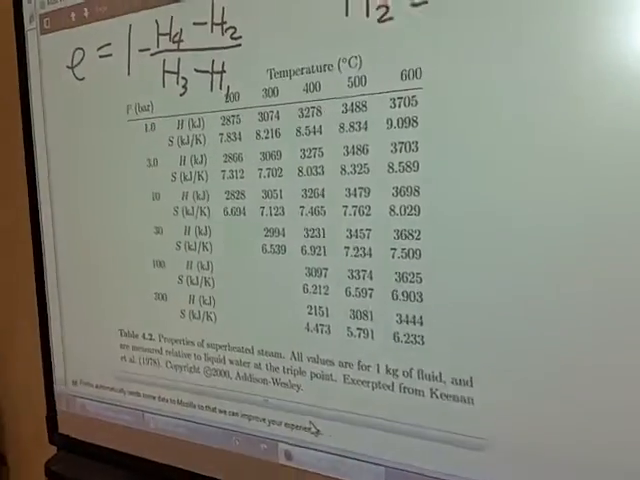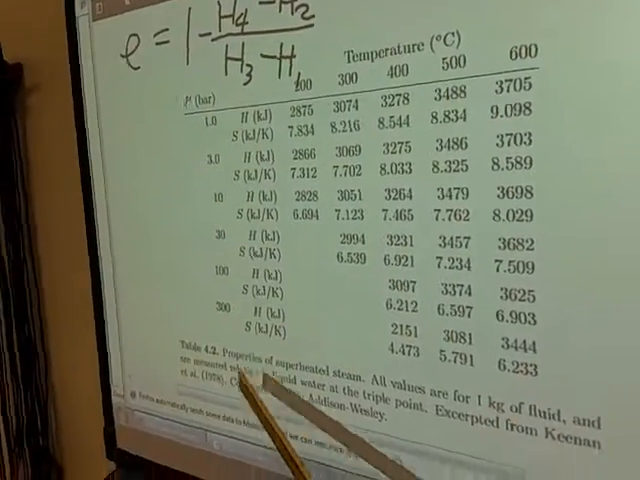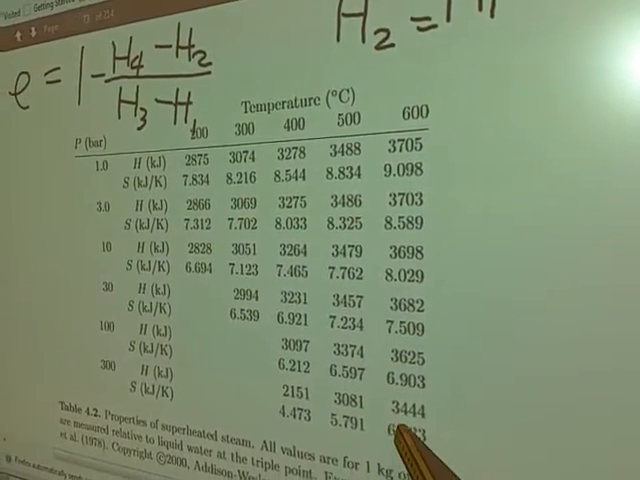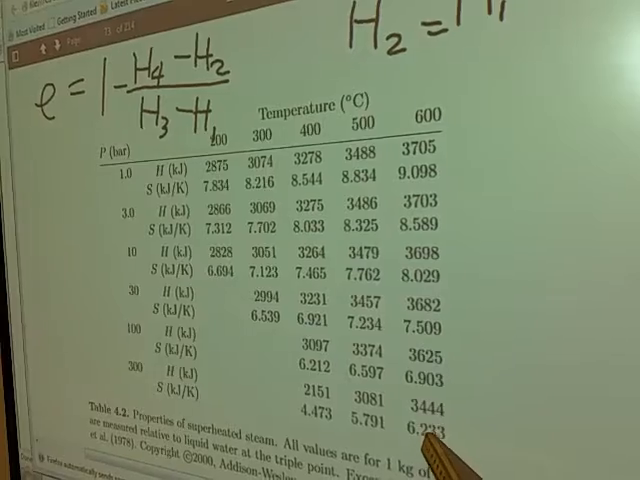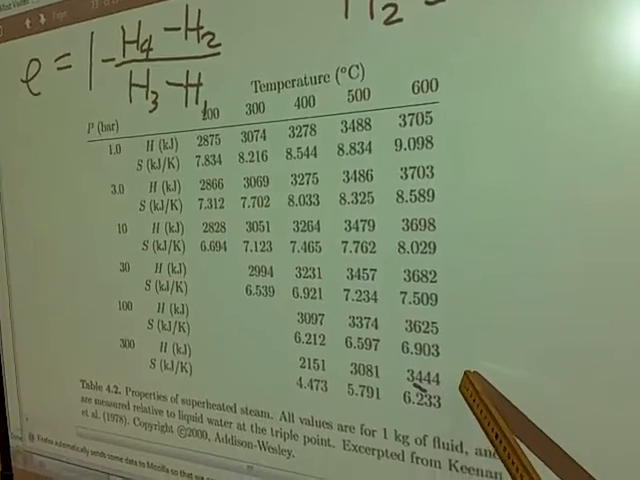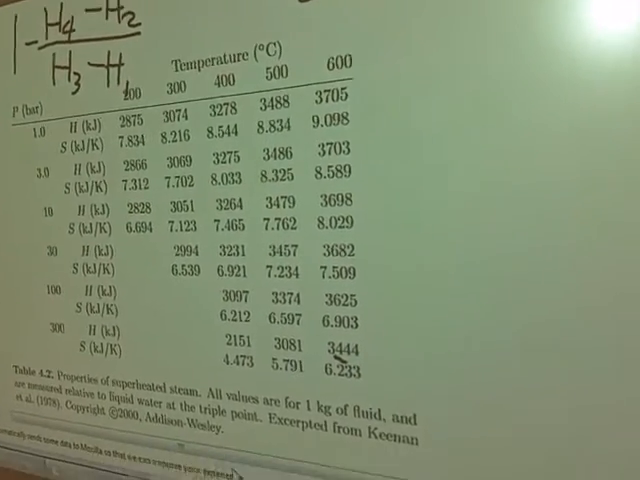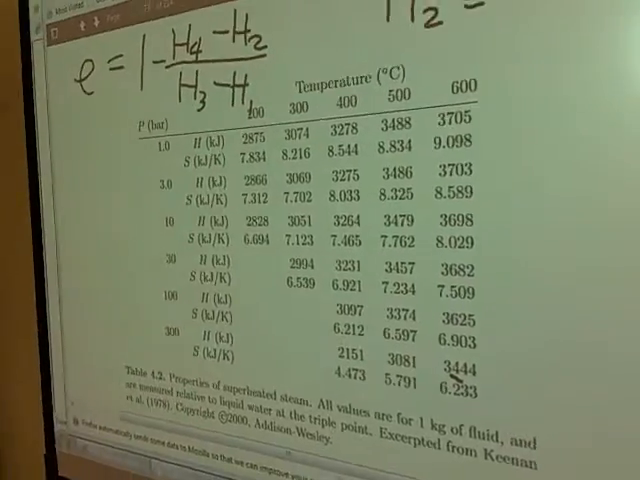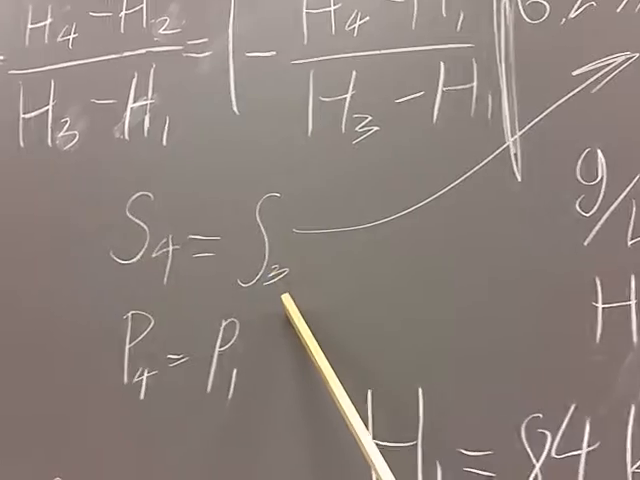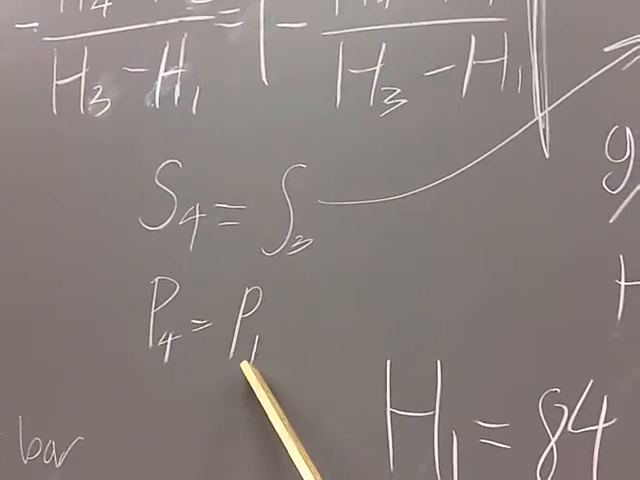Now to find the enthalpy at H3, we use our superheated steam table. And so we know that the pressure is 300, we know that the temperature is 600, so 6.23 is our entropy, and 3,444 is our enthalpy. Alright, so we know these two, but to find H4 is a lot more complicated, but we know that the entropy at 4 is equal to the entropy at 3, and the pressure at 4 is equal to the pressure at 1.